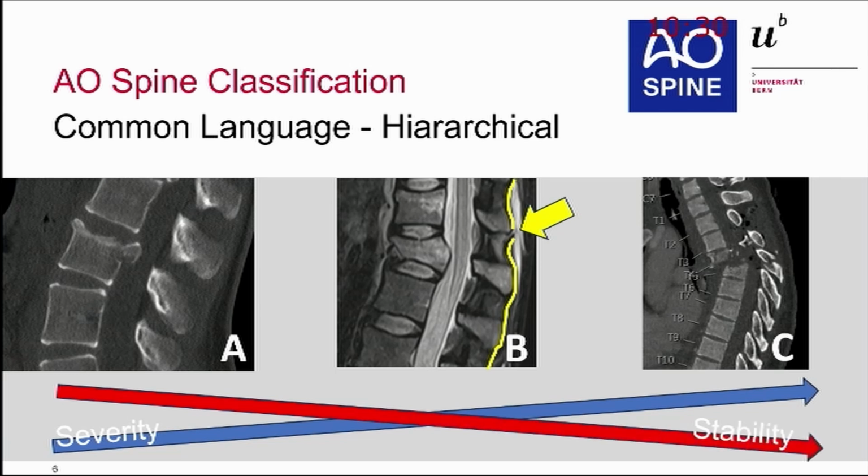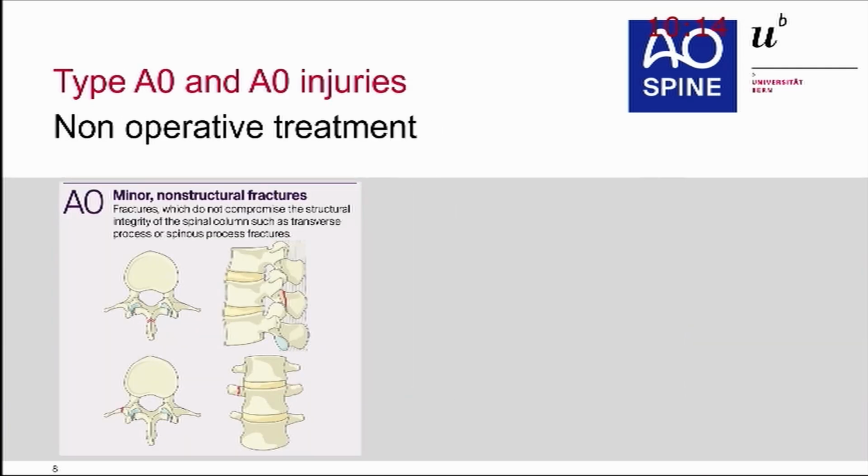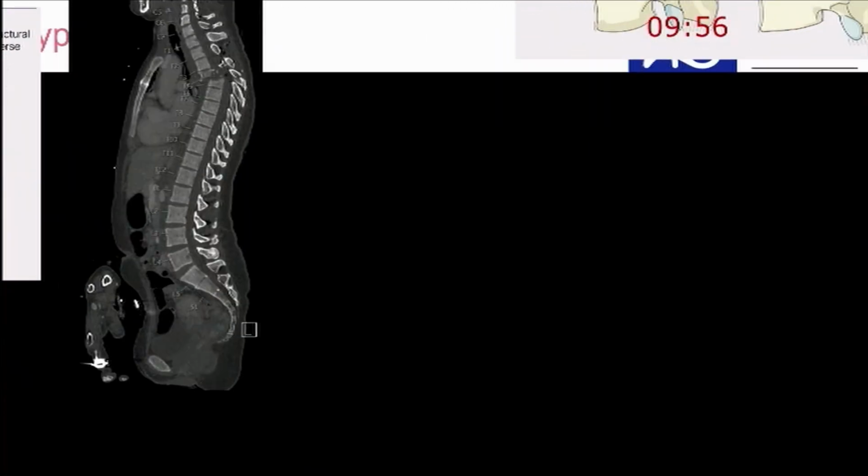So when we have the classification and we give it a name, we all have an image in mind. So this is why it's very helpful and necessary. And moreover, we have comparable outcomes. So therefore, we can tell if I treat an A0 fracture, I know conservative treatment will always be successful. The patients will have pain, obviously, because it's a fracture, but there's no need for surgery. Same accounts for A1 fractures, and the same accounts for type C injuries.